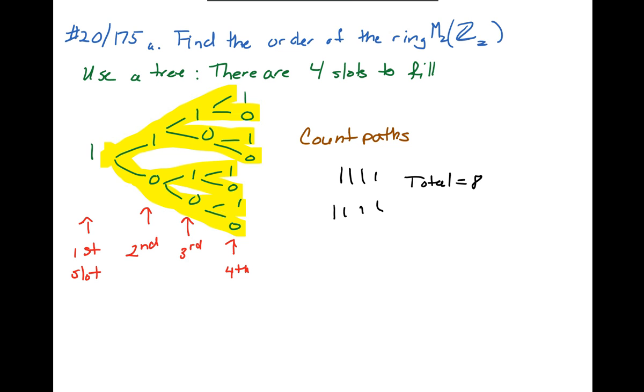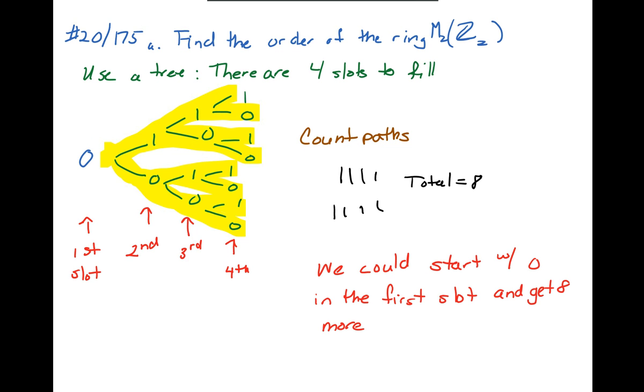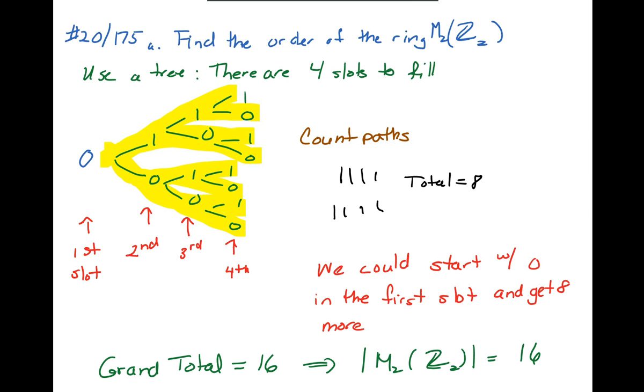Now realize that I could do the same exact thing with 0 in the first slot as I did with just 1 in the first slot. So if I replace that 1 with a 0, we would again get another 8 total. So the grand total would represent 16 total paths. So the order of this ring is 16.